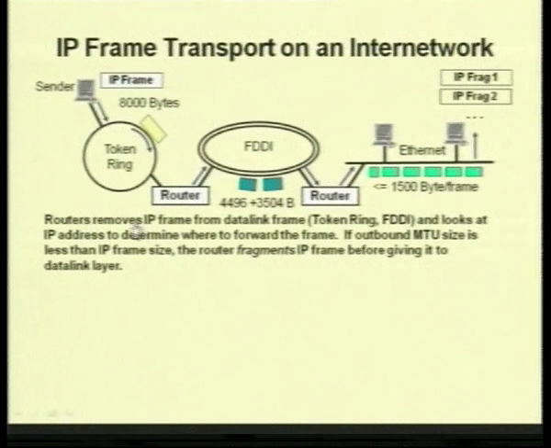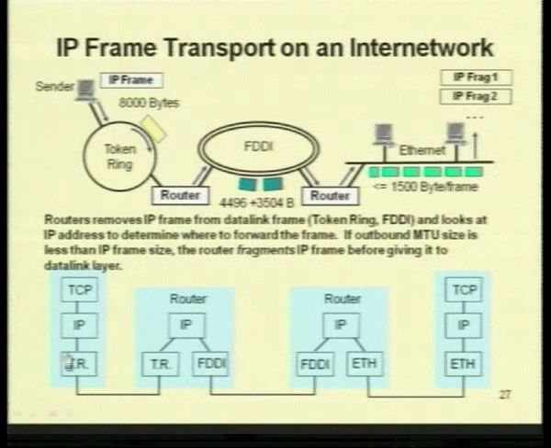The routers remove the IP frame from the data link frame, whether it is token ring, FDDI and so on, and look at the IP address to determine where to forward the frame. If the outbound MTU size is less than the IP frame size, then the router fragments the IP frame before giving it to the data link layer. Okay? So let's look at what is actually happening over here. The TCP layer gives it to the IP layer, and then here you transmit it on the token ring. So it comes on the token ring over here.